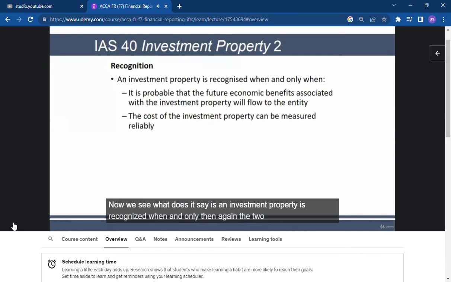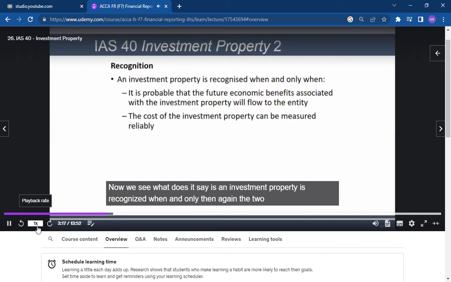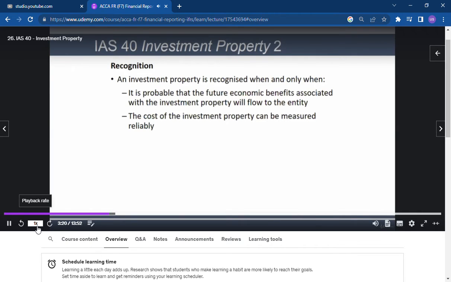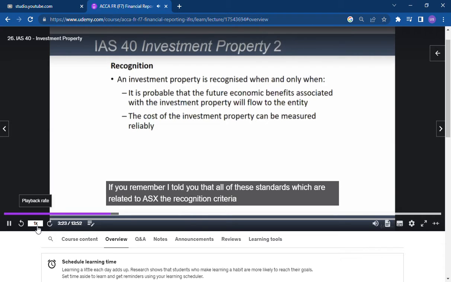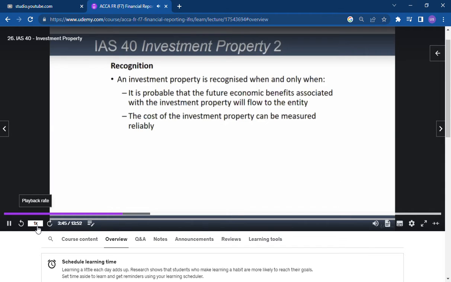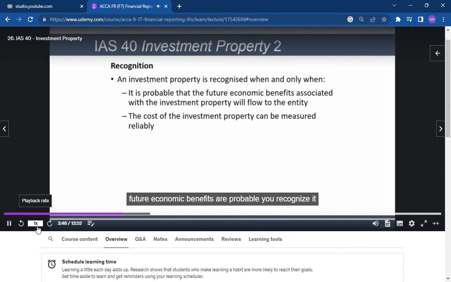Now we see what it says. An investment property is recognized when and only when, again, two conditions. If you remember, I told you that for all of these standards related to assets, the recognition criteria will be two. Number one, that it is probable that future economic benefits will flow into the entity. And number two, that you can measure the cost reliably. So if the cost can be measured, and if future economic benefits are probable, you recognize it.